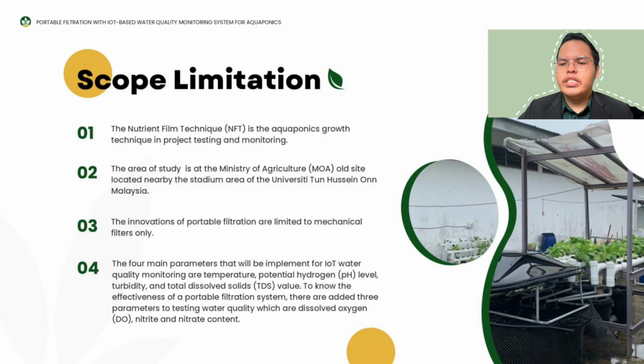For the scope of implementation, there are four scopes. The first is to use the NFT technique. The area of study is the UTHM aquaponic system. The third is that the innovation of portable filtration is limited to the mechanical filter only, and the fourth is that the four main parameters implemented for the IoT water quality monitoring system are temperature, potential hydrogen pH, turbidity, and TDS, total dissolved solids.